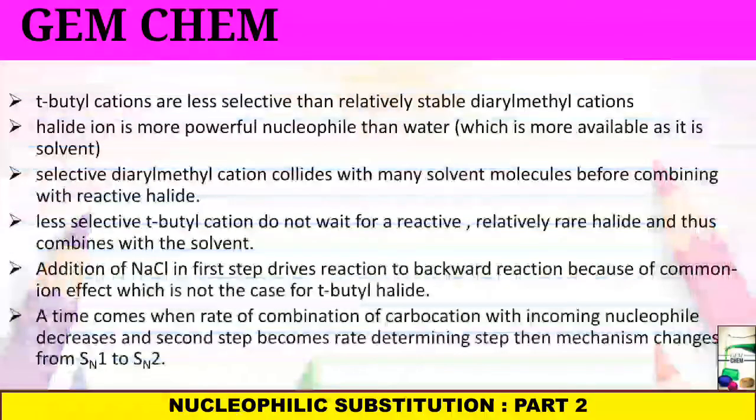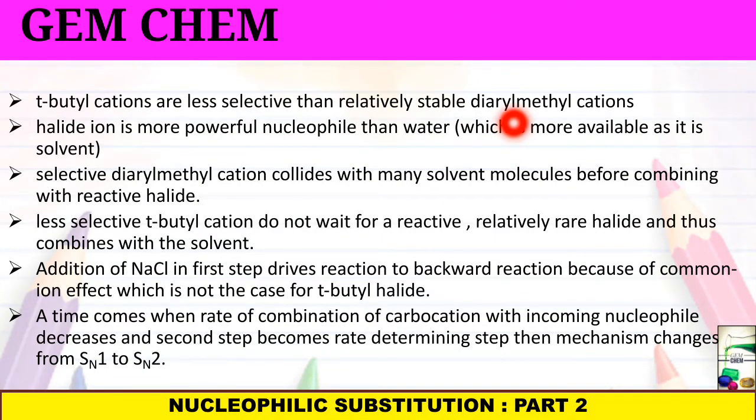Why is this so? Because tertiary butyl cations are less selective than relatively stable diaryl methyl cations, and the halide ion is a more powerful nucleophile than water, which is more available as it is the solvent. This selective diaryl methyl cation collides with many solvent molecules before combining with the reactive halide, whereas the tertiary butyl cation does not wait for the reactive and relatively rare halide, but combines with the solvent. As a result, its rate follows first order kinetics throughout.